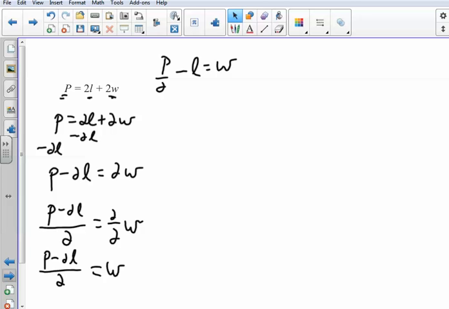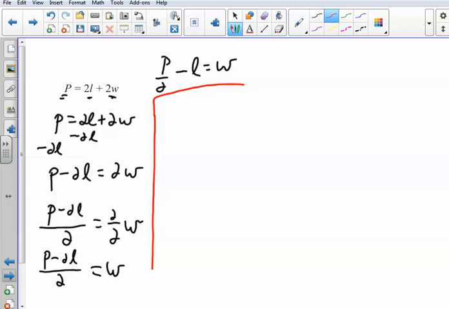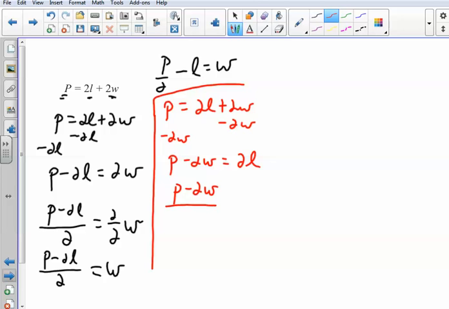I could also solve this for the letter L. If I'm going to solve it for the letter L, I'm going to do essentially the exact same thing. I'm going to subtract 2W from both sides, and I get P minus 2W equals 2L. And then I'm going to divide both sides by 2. And so then I get P minus 2W all over 2 is equal to L. Okay?